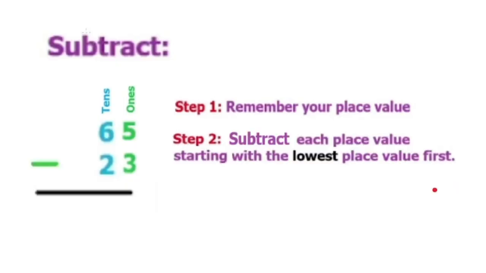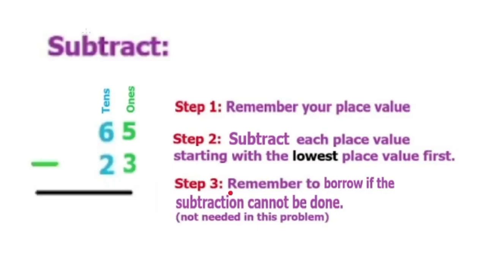The second step is to subtract each place value starting with the lowest place value first. So we would subtract this place value first, and then when we're done that one, we move on to this one and do the subtraction for that one. The third thing to remember is you need to borrow if the subtraction cannot be done.